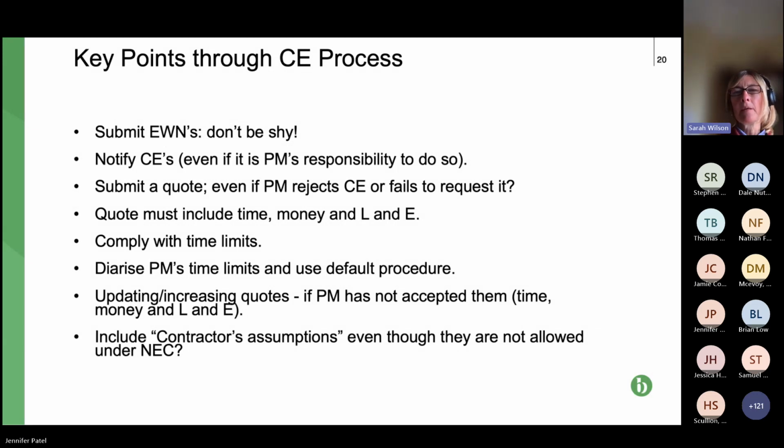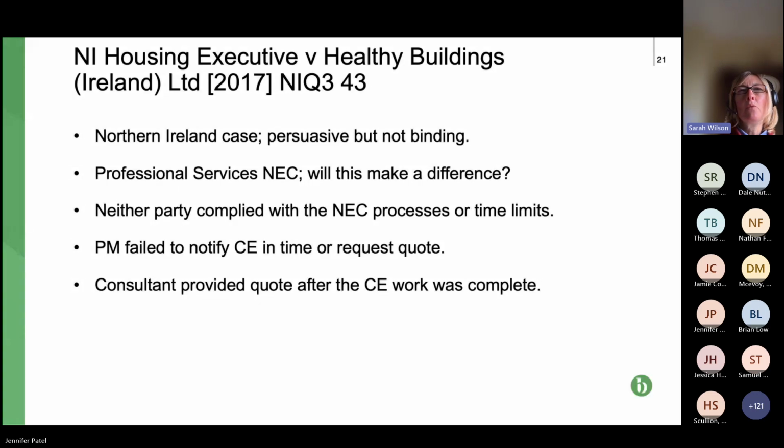So if we can move on so that we can look at the one and only case regarding compensation events, which is this Northern Ireland Housing Executive case, 2017. It's a Northern Ireland case, so it's persuasive for our courts in England, ditto Scotland, ditto Wales, but not binding on them. So other courts may come to a different decision. Also, it's a professional services contract, so that might encourage the English courts in particular to come to a different decision. Also, in this case, neither party complied with the processes that we've just been through.